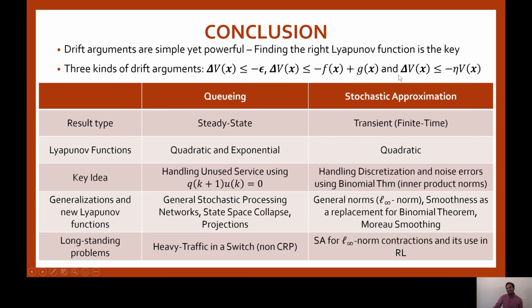And the third one is when the drift is proportional to minus V. In this case, we should expect exponential convergence in the absence of randomness. And we use this one for studying stochastic approximation.